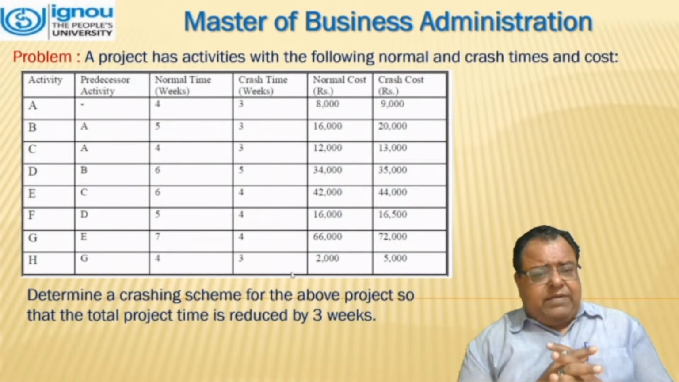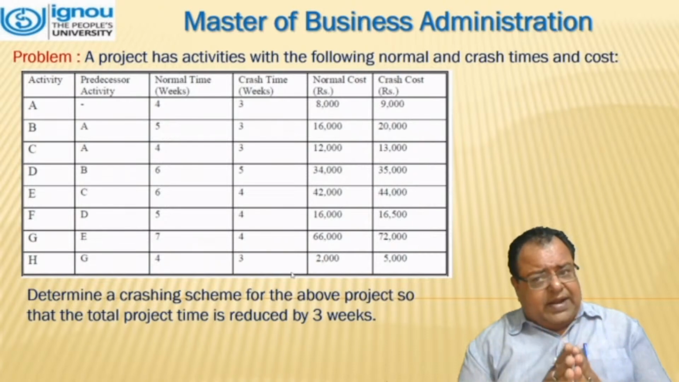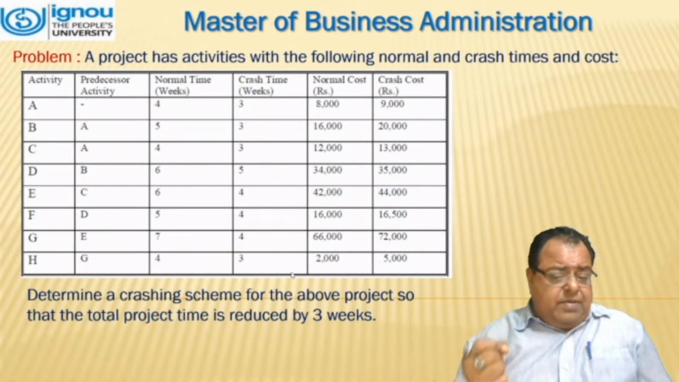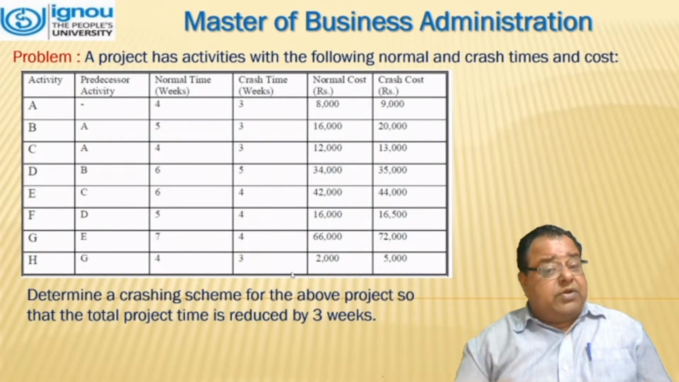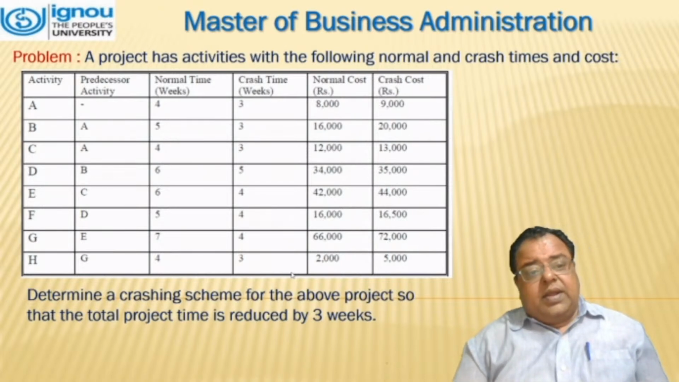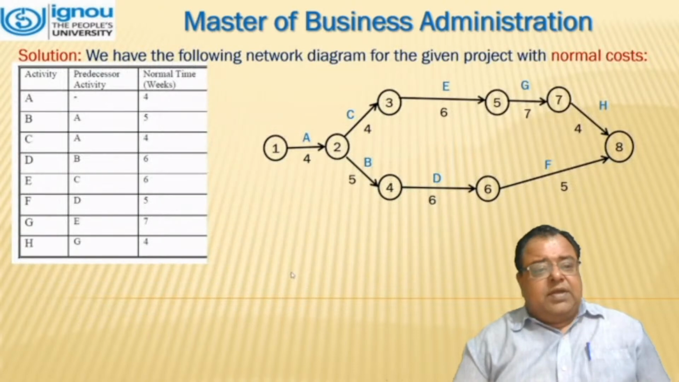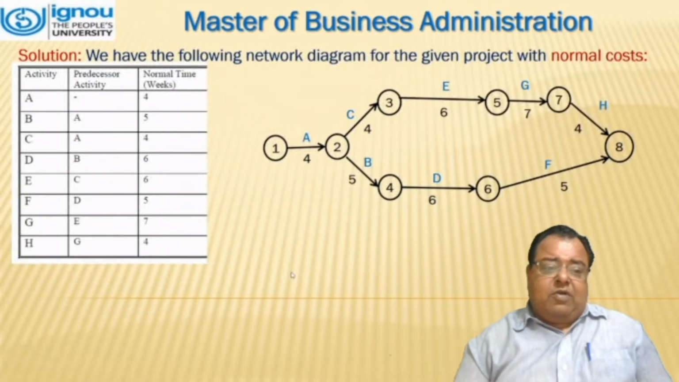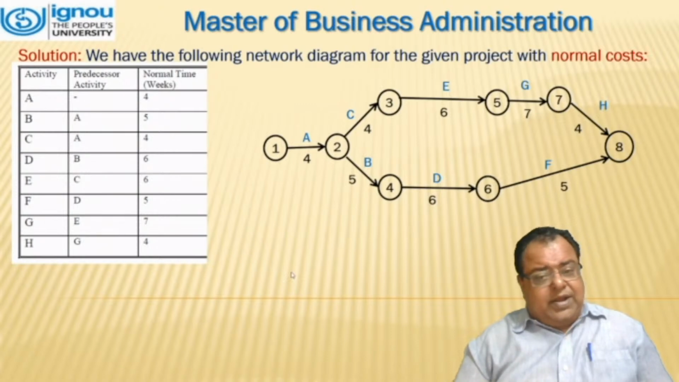A project has activities with the following normal and crash time and cost. All the things are given to us. We have to determine a crashing scheme for the above project so that the total project time is reduced by 3 weeks. First of all, we have to draw the critical path diagram.